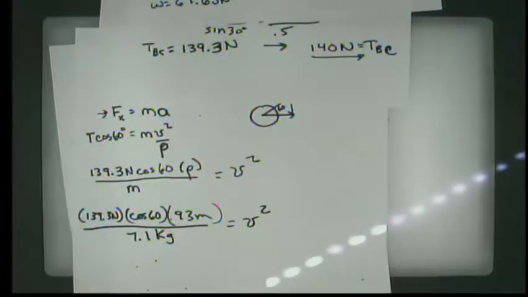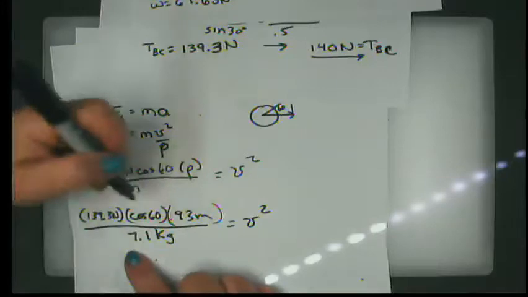Okay, so if I take 139.3, multiply that by the cosine of 60, doesn't look right to me. Is the cosine of 60 equal to 0.5? That doesn't look right. Somebody's going to have to do it for me. All right, then it is. I just have it in my head. I'm thinking of the cosine of 30, I guess, but it's 0.5.